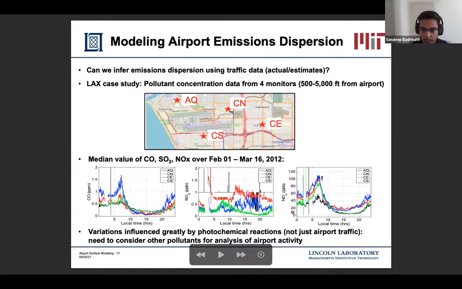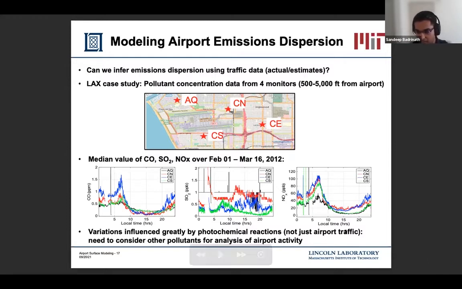Let's focus on one of these. Let's focus on the NOx data, the third one, versus time. If you look at this plot, you can see something interesting. You see that the pollutant concentration data are higher during the nighttime compared to the daytime. This does not reflect the trend in traffic. The trend in traffic is higher traffic during the daytime. So for some reason, the pollutant concentration pattern does not follow the traffic data.